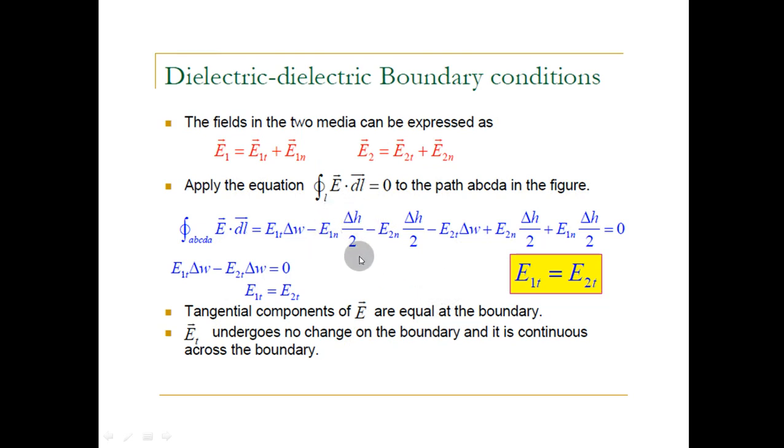Now what will happen is all these four components will cancel out. So the residue equation will be E1t del w minus E2t del w is equal to 0. Just by cancelling del w we will have this. So the conclusion that we have made is that E undergoes no change on the boundary. It is continuous across the boundary. So the tangential components of the electric field intensity will be continuous all across the boundary. Let's go to the next slide.